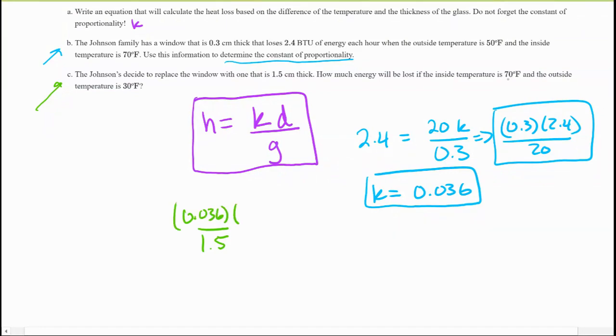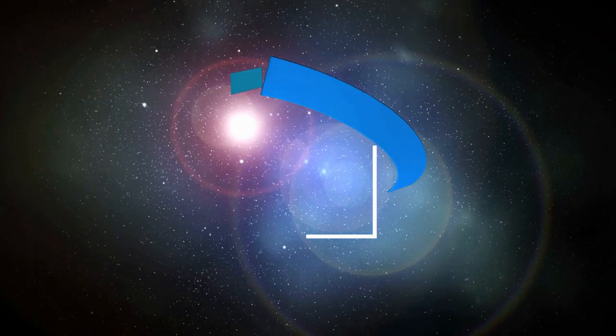I'm going to multiply that by the difference in the temperature, which is 70 degrees inside, 30 degrees outside, which is 40. I throw that all into a calculator, and I get about 0.96 for the heat loss. So it makes sense that this would happen here because we're increasing the thickness of the glass and the heat loss is going down, right? The first problem said that it was 2.4. Now we're at 0.96. So that's how we use constant of proportionality and then variation when we are dealing with these problems.